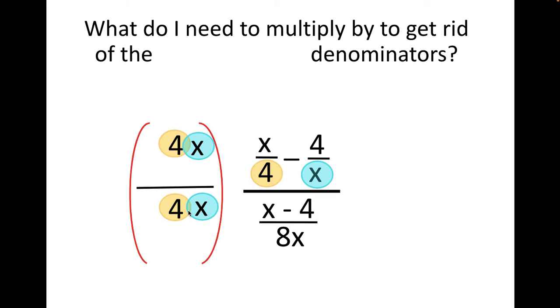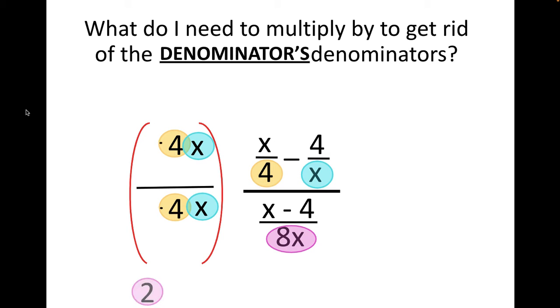But now I ask myself another question. What do I need to multiply by to get rid of the denominator's denominator? And so I am going to need to increase this form of 1, or increase this denominator and this numerator, in order to take care of the fact that I want to cancel out this 8x. So now I have adjusted, and I'm going to multiply my numerator by 8x and my denominator by 8x.